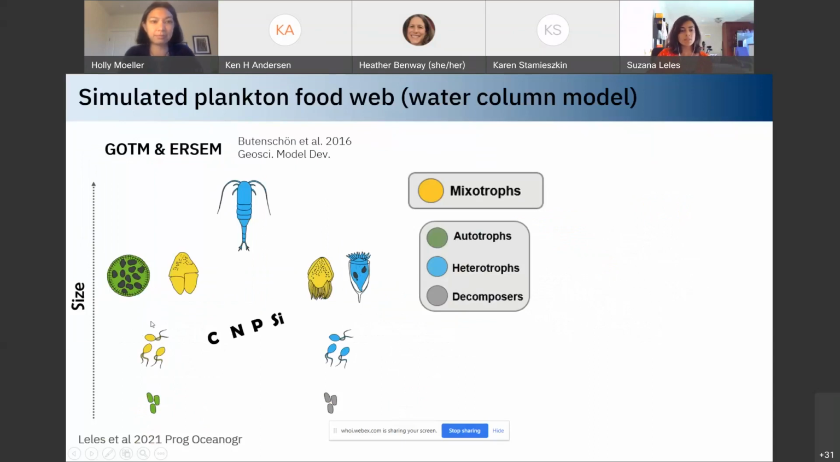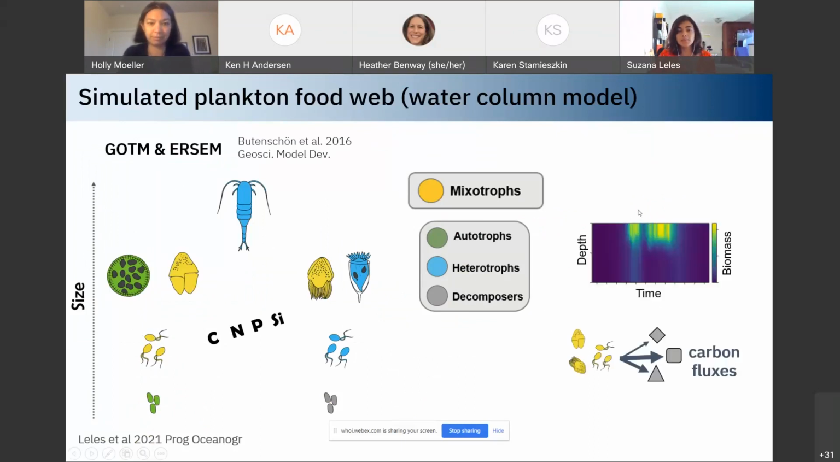So we incorporate these three types of mixoplankton in a food web model. And this food web model is structured according to the size of the organism. So you can see here size increasing from the bottom to the top. And we also account for different trophic strategies. So we have autotrophs, heterotrophs, and mixotrophs in our model.